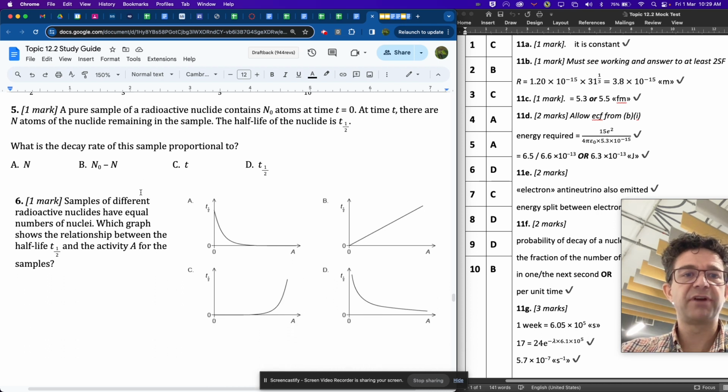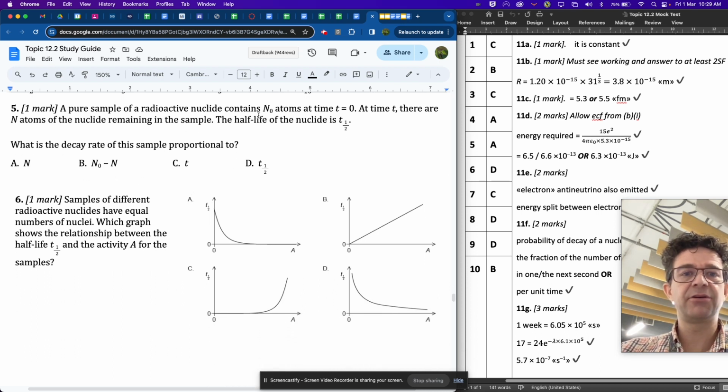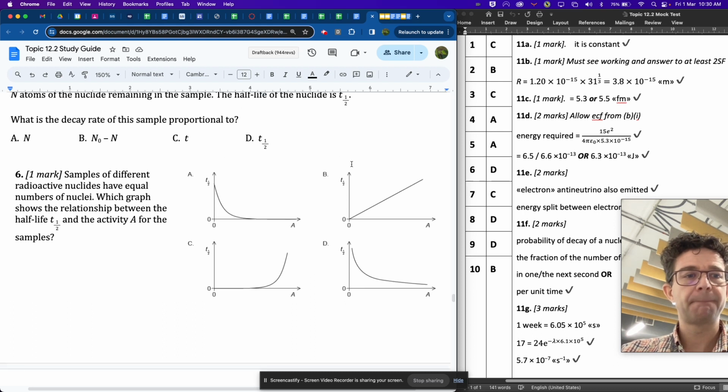A pure sample of radioactive nuclide N0 at time 0. At time t, there are N atoms remaining in the sample. The half-life is t to the 1/2. What is the decay rate of the sample proportional to? The decay rate is always going to be proportional to the number of particles existing at that moment. So that's going to be N, whatever the number is at any moment.